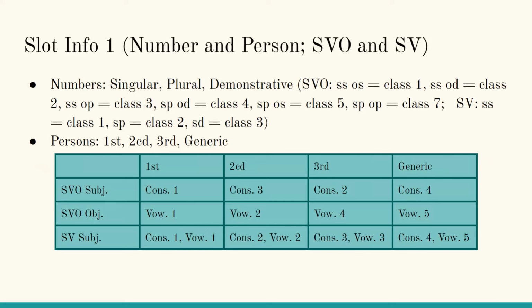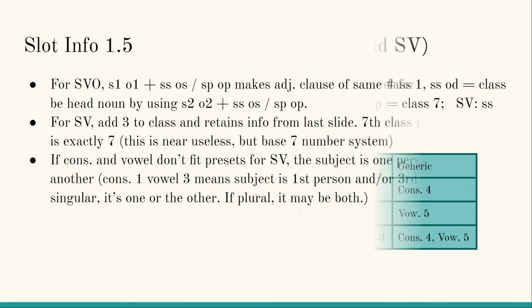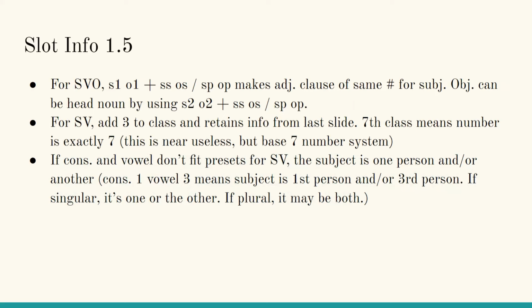Slot info. Firstly, I should clarify what non-phonemic erotic means. Basically, any time erotic could occur and does not carry any other information, that is a non-phonemic erotic. All erotics written down in names are phonemic. Anyways, here's a rundown of some things this conlang keeps track of. Numbers: single, plural, demonstrative. Demonstratives can be objects in transitive clauses and subjects in intransitive ones.